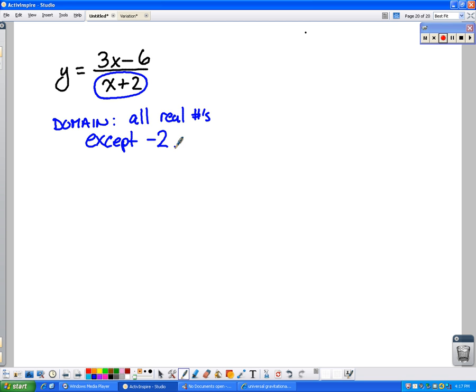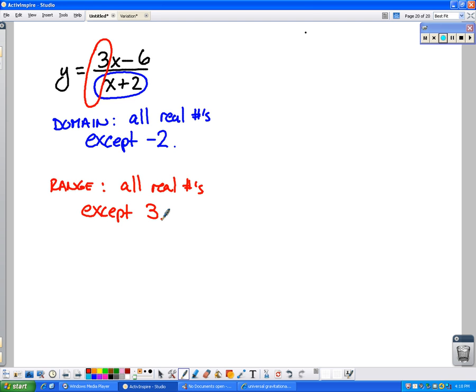Now, as far as the range is concerned, you want to focus on the leading coefficients. Now, in this case, we're talking about 3 over 1. And so my range is all real numbers except 3. Now, the idea there being that the numerator, no matter how large x gets, will always be roughly 3 times the size of the denominator, but never exactly 3 times the size.